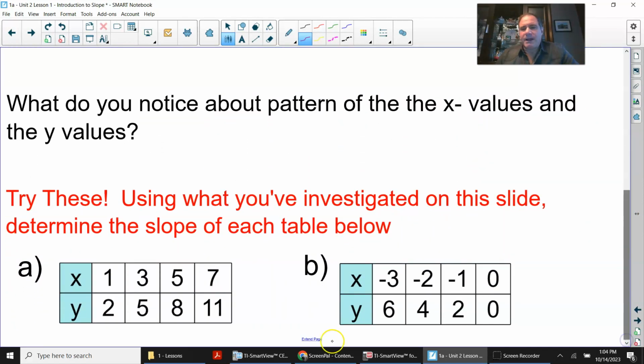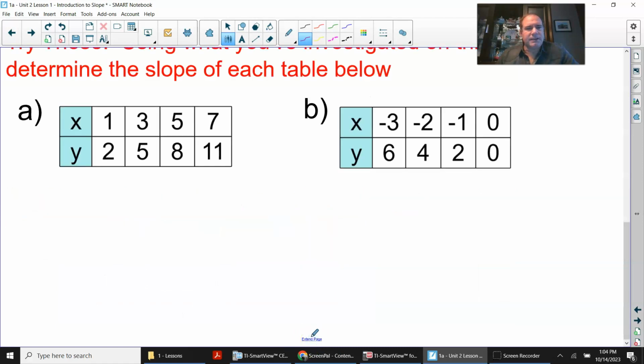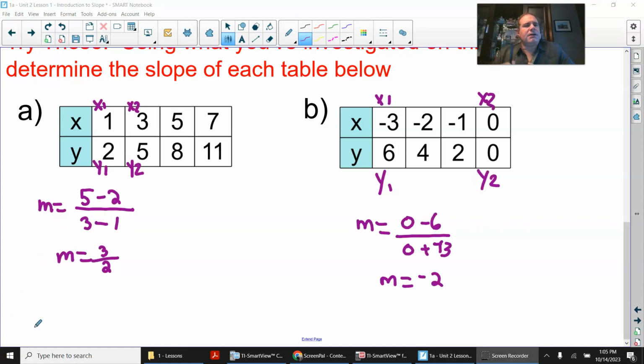So on the bottom, there are 2 other tables. Go ahead and try them and press pause now. We'll come back with the answers. So we have A at 3/2. I picked the first 2 points. I labeled it right on the actual table itself. If I wanted to take it out, it would be 1, 2, and then 3, 5.